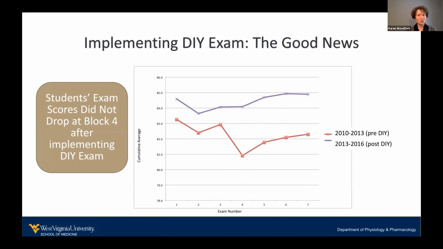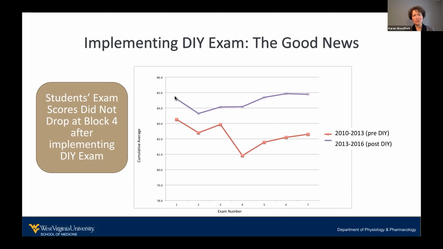And the good news about it was that actually, once I started using DIY exam, students' exam scores did not just plummet at exam 4. They did take a little bit of a dive. Okay, so this is pre-DIY exam. And you can see that after the foundations block in 1, then when the drugs kicked in, you started to see a drop in scores a little bit, and then a big drop at exam 4.